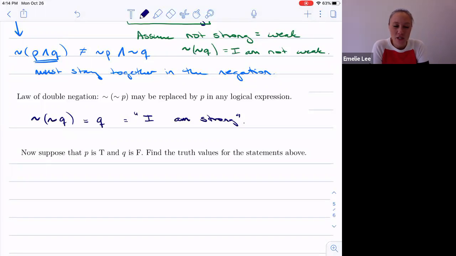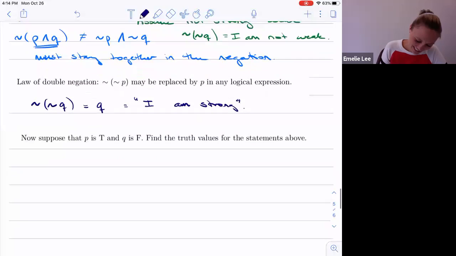Replace it with not P. That'll make for a nice sentence. All right.